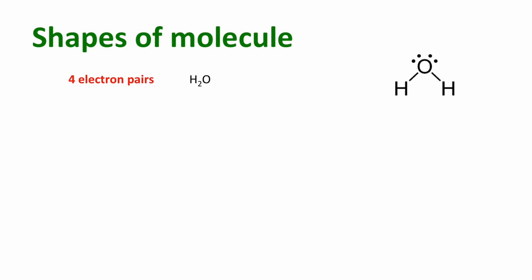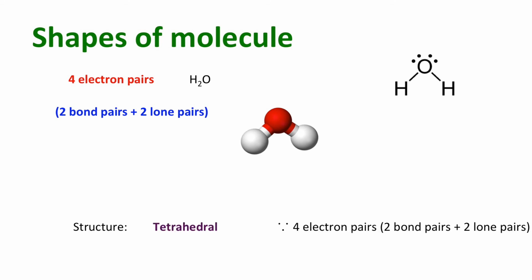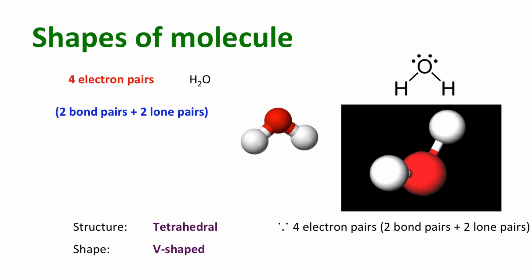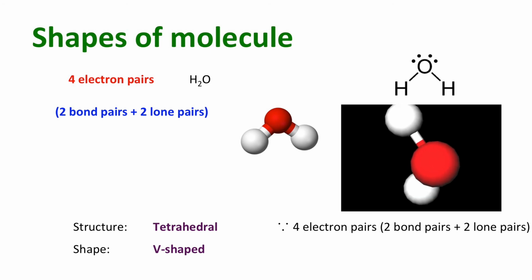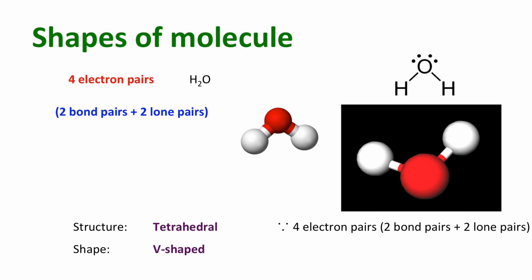Finally is the 4 electron pair species with 2 lone pairs and 2 bond pairs. That is water, H2O. And here it shows that all 3 atoms can be located in the same plane. So even though the structure is also tetrahedral, because they have 4 electron pairs, the shape is V-shaped. And from the animation, you can see all 3 atoms can be located on the same plane. This is a 2-dimensional molecule.